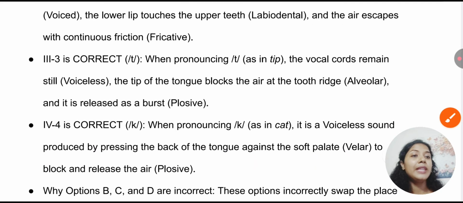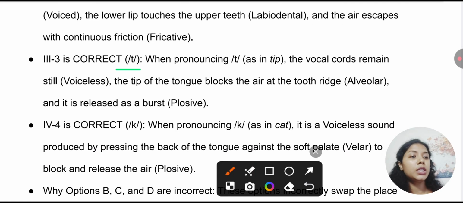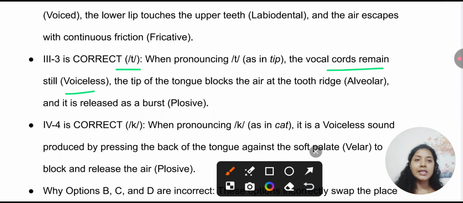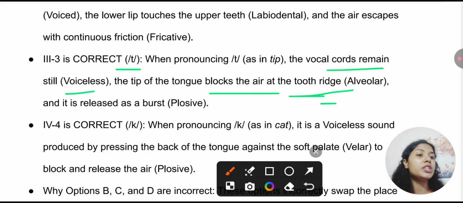Okay, then while pronouncing the letter T, the tongue is touching the hard palate. So T, if we are saying "tip", the vocal cords remain still, voiceless. Here it is voiceless, there is no vibration. The tip of the tongue blocks the air at the tooth ridge, which is alveolar, and it's released as a burst, that is plosive, T, as in "tip".